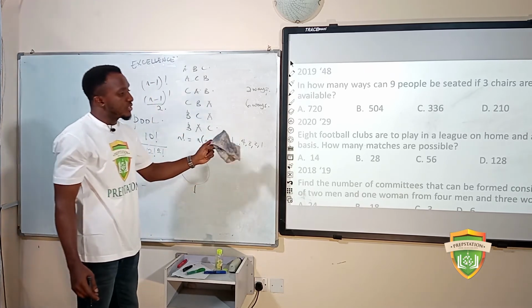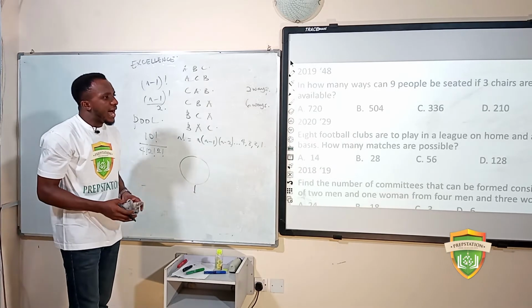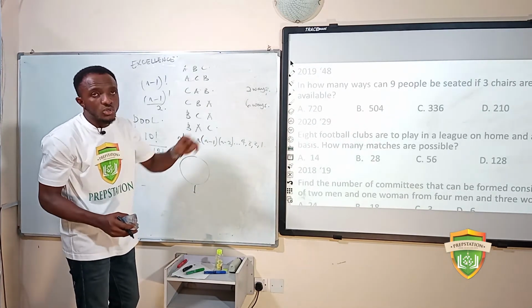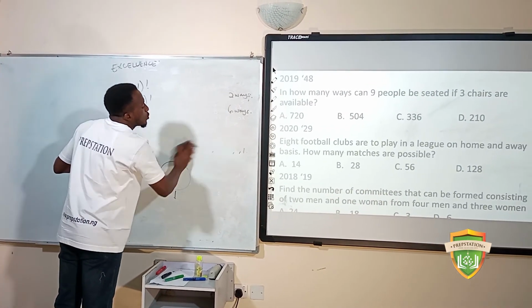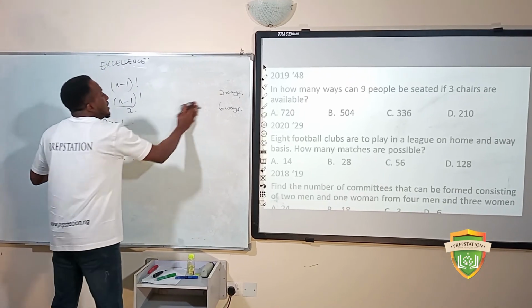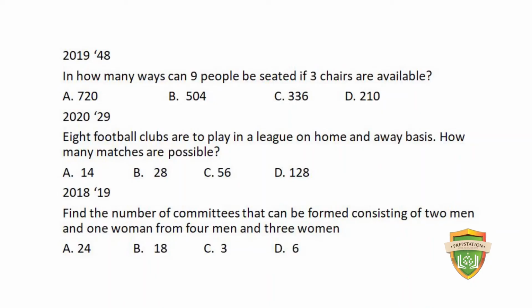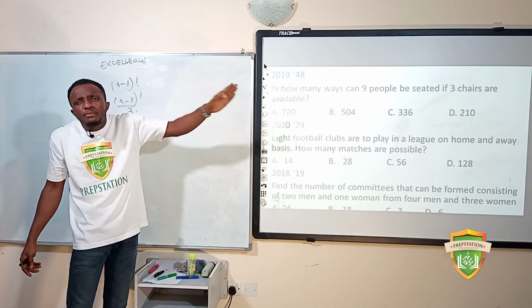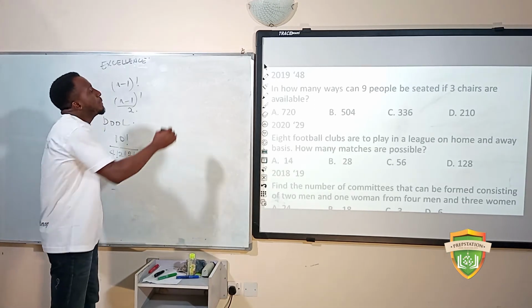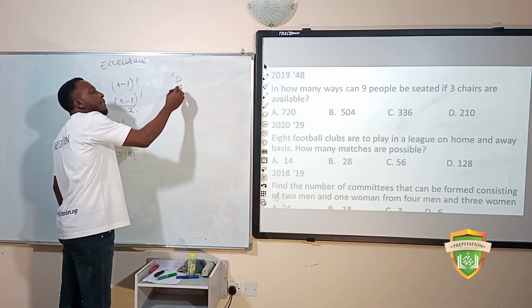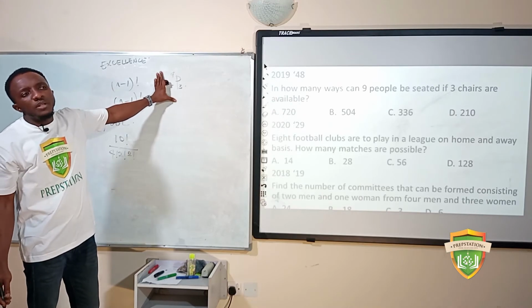There are only 3 questions here, but I have a 4th question for you which is not captured here. Now, the first question is from 2019, question 48. It says, in how many ways can 9 people be seated if 3 chairs are available? Obviously, this is a permutation question. We're talking about arrangement. How do we do that? Now, it's simply 9 permutation 3. Okay, but how do we solve this? Let me quickly give you the formula for permutation.